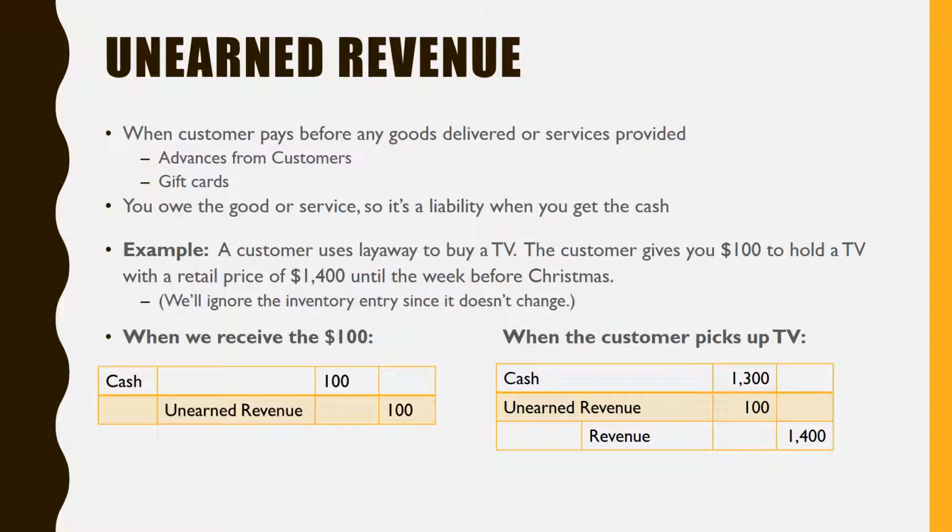So layaway is another example. In this example, a customer buys a TV from us. They give you $100 down, and the retail price is $1,400. They'll pick up the TV the week before Christmas. When we receive the $100, it just goes to unearned. It's a liability. We owe the person the TV. When they come in and pick it up, that's when it becomes revenue. We recognize the whole $1,400 when we deliver the TV, not when we collect the cash.